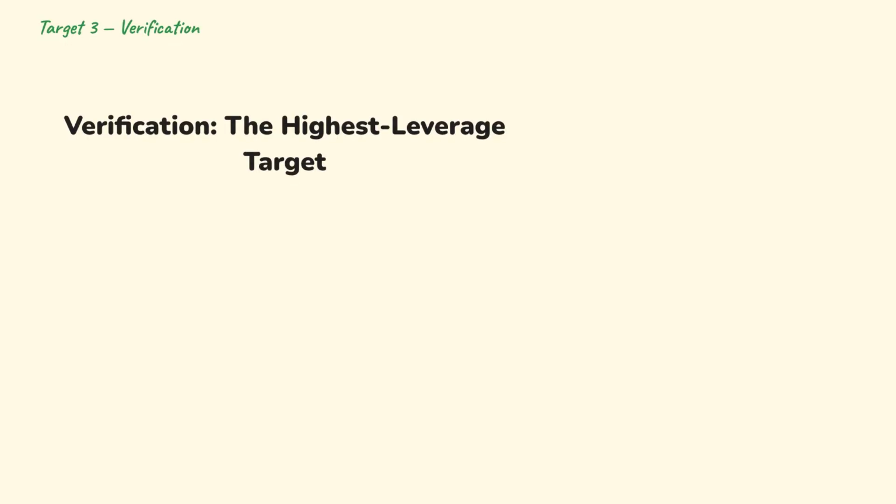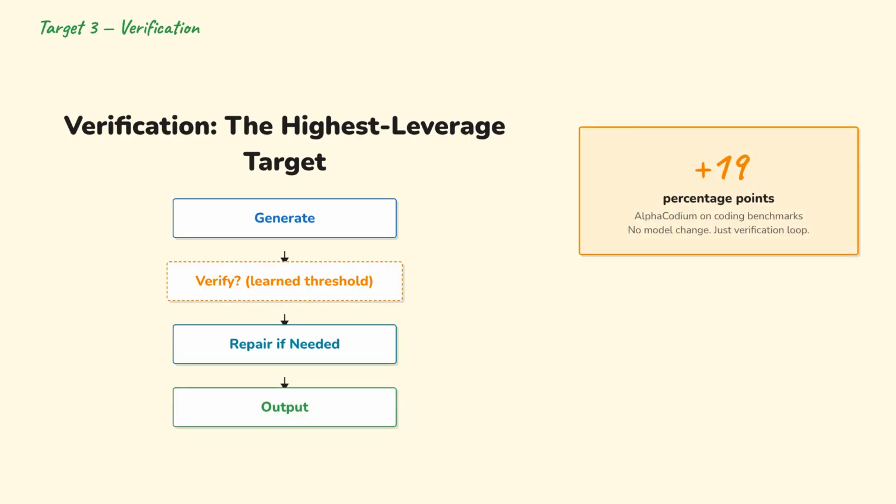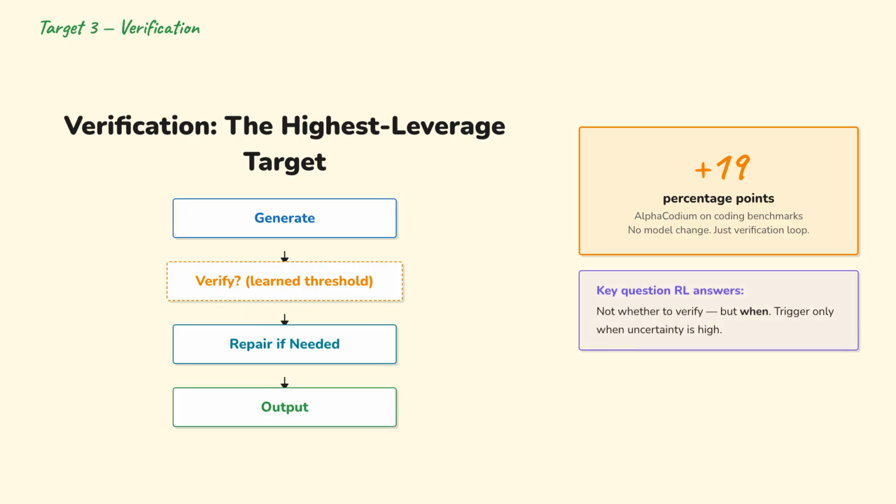Verification is arguably the highest leverage optimization target in the entire list. AlphaCodium demonstrated this concretely. Adding an iterative generate then test loop without changing the underlying model improved performance on coding benchmarks by 19 percentage points. The key question RL must answer is not whether to verify, but when. Verification costs tokens and time. Learning to trigger it only when uncertainty is high, based on task complexity, output confidence, or prior failure patterns, is a decision function that RL can discover from outcome data. If you add only one optimization target to your system, start here.